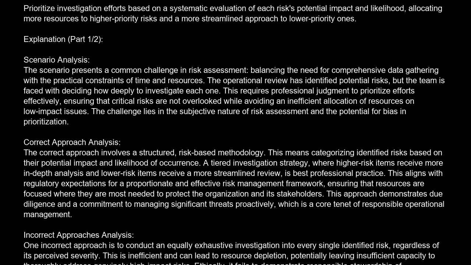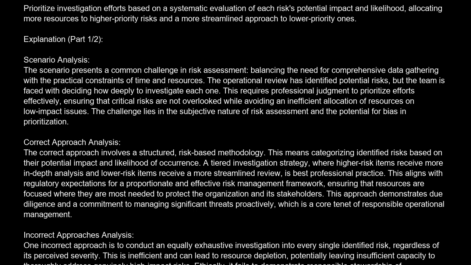Correct approach analysis. The correct approach involves a structured, risk-based methodology. This means categorizing identified risks based on their potential impact and likelihood of occurrence. A tiered investigation strategy, where high-risk items receive more in-depth analysis and low-risk items receive a more streamlined review, is best professional practice. This aligns with regulatory expectations for a proportionate and effective risk management framework, ensuring that resources are focused where they are most needed to protect the organization and its stakeholders.